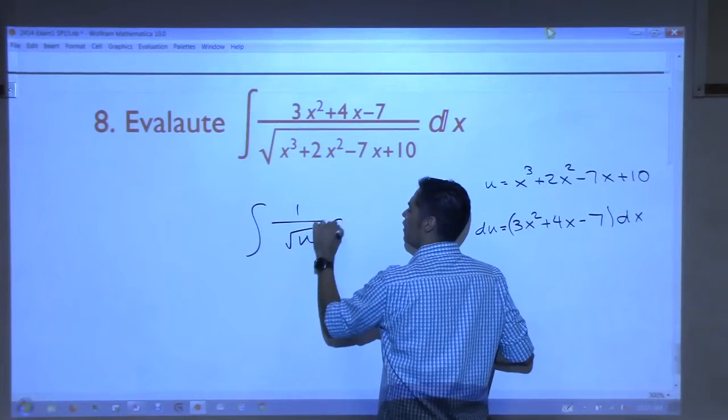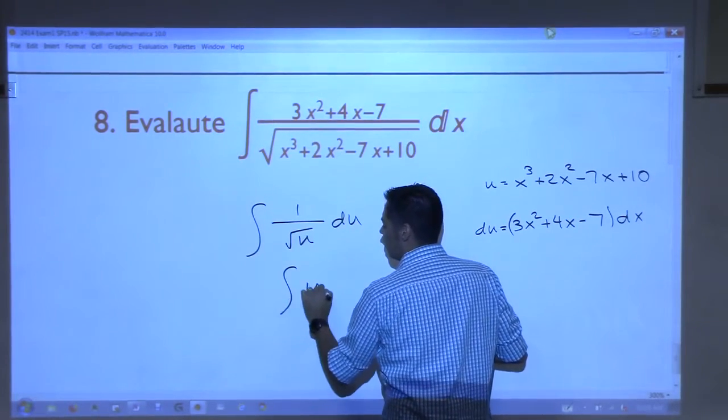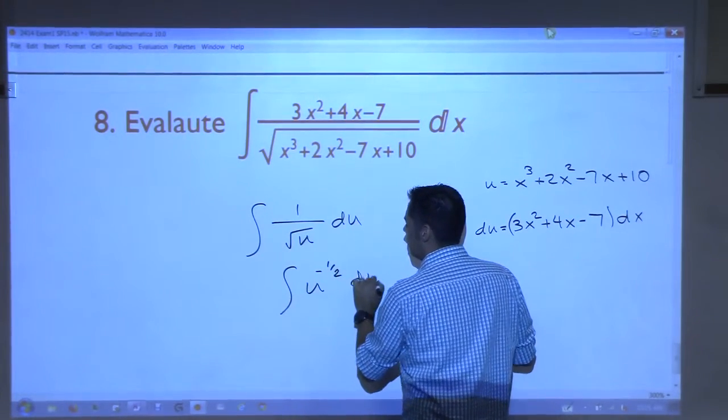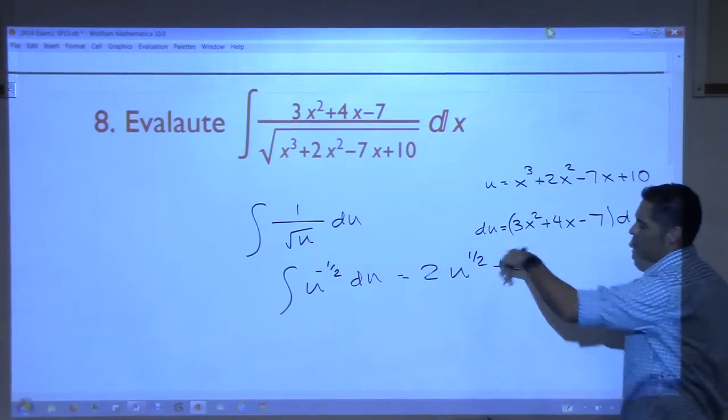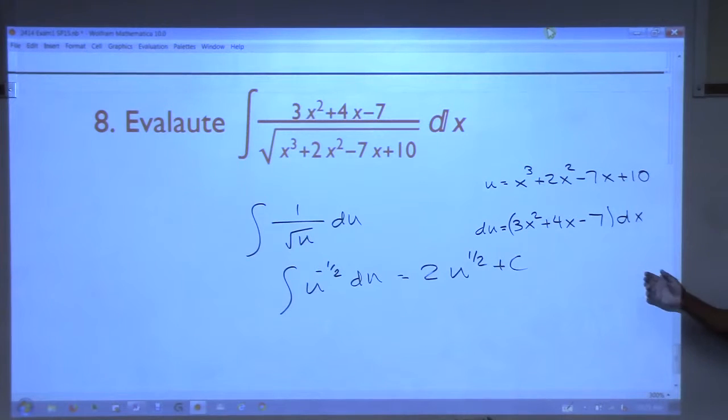Root u du, and that's the integral of u to the negative 1/2 du, which is 2u to the half plus c, and then just plug your u back in. So your answer is 2 times the square root of this plus c.